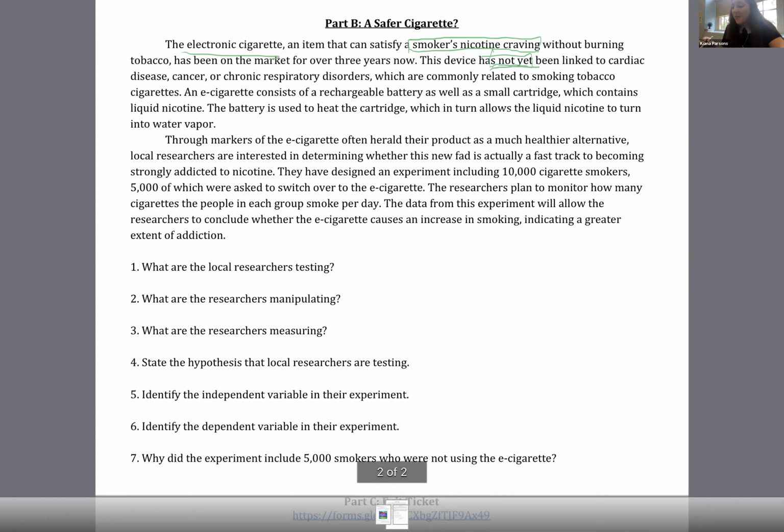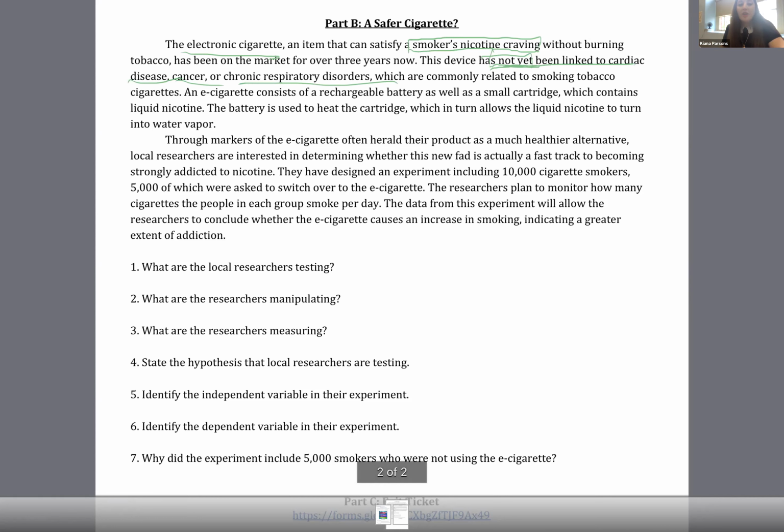It has not yet been linked to cardiac disease, cancer, or chronic respiratory disorders, even though research may conclude that it is linked to those things later. But we do know already that cardiac disease, especially lung cancer and chronic respiratory disorders like COPD and emphysema, are related to smoking tobacco, smoking cigarettes.